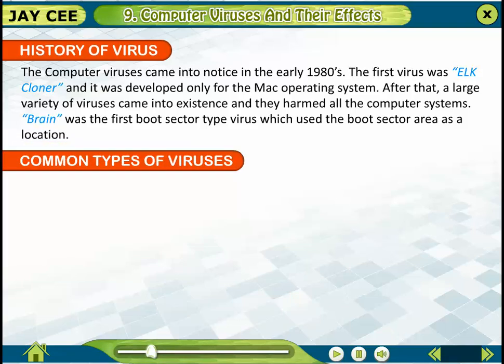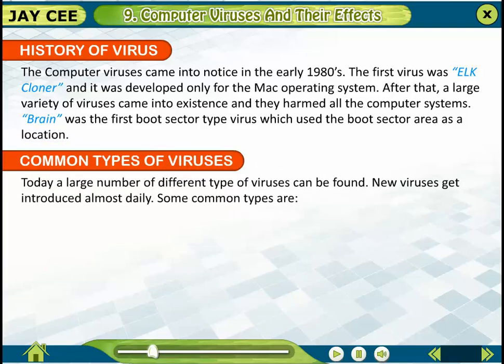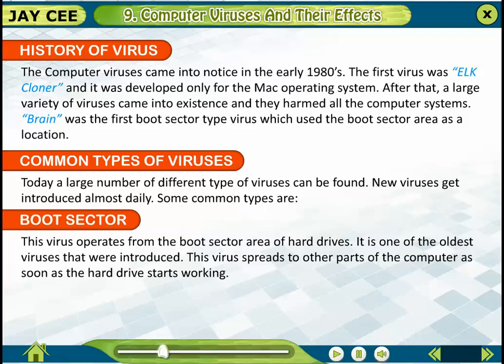Common types of viruses. Today, a large number of different types of viruses can be found. New viruses get introduced almost daily. Some common types are boot sector. This virus operates from the boot sector area of hard drives. It is one of the oldest viruses that were introduced. This virus spreads to other parts of the computer as soon as the hard drive starts working.